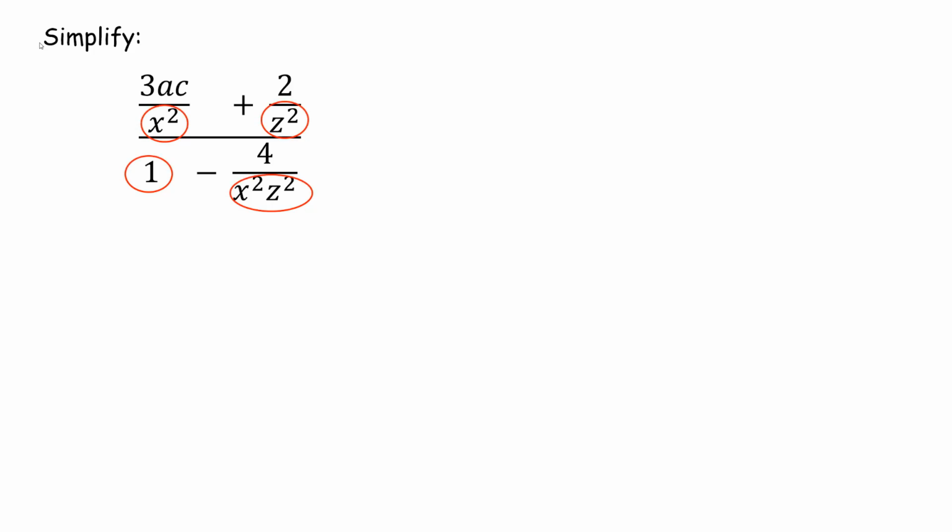So you've got all these little denominators and you want a common denominator. So it has to have all those factors in it. We have x squared, we have z squared, we have 1. 1 can be written as 1 over 1, so the denominator of that is 1. And then we have x squared, z squared. So our common denominator has to be x squared z squared.